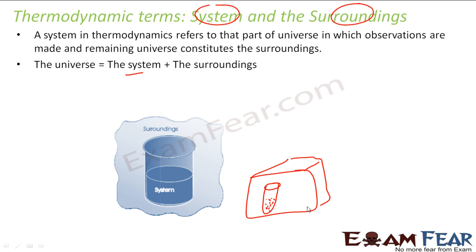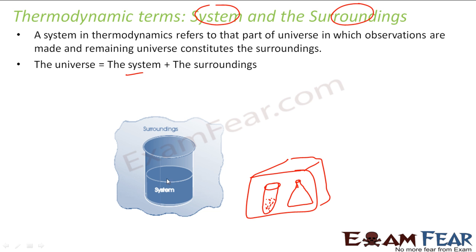the whole universe minus the part of the universe where observation is taking place, maybe the test tube or maybe a beaker, right? So for example, in this case, there's a beaker, this becomes my system and the rest becomes surrounding. If you add these two, system and surrounding, that is my universe. Correct? So universe is nothing but system plus surrounding.